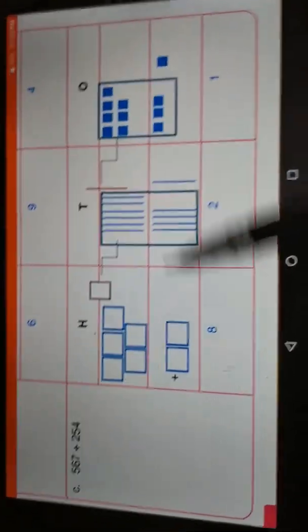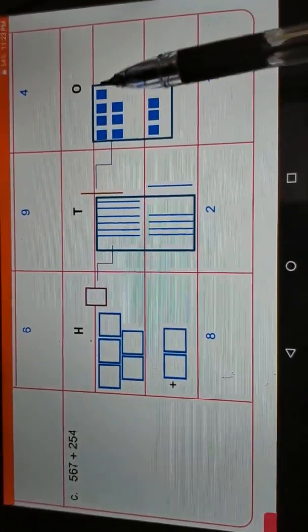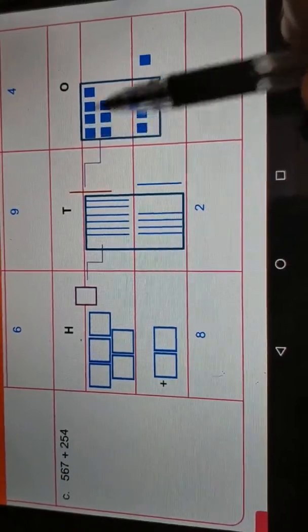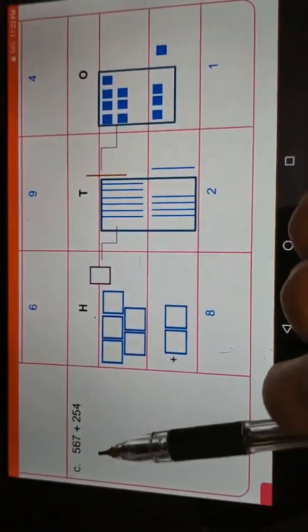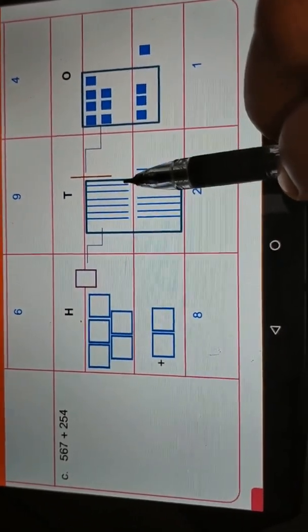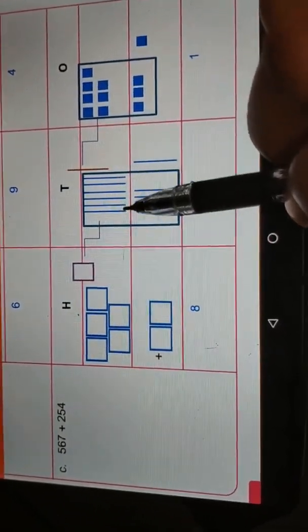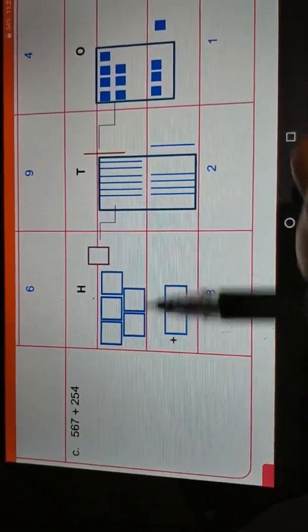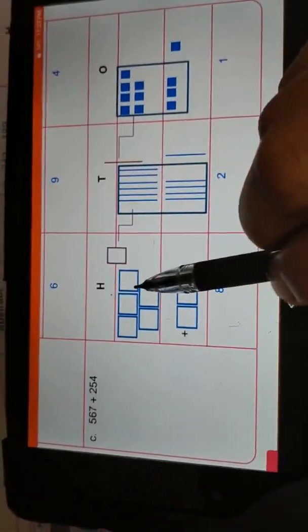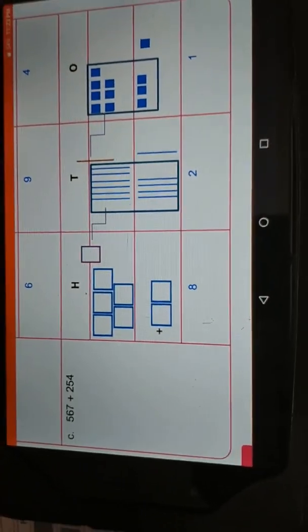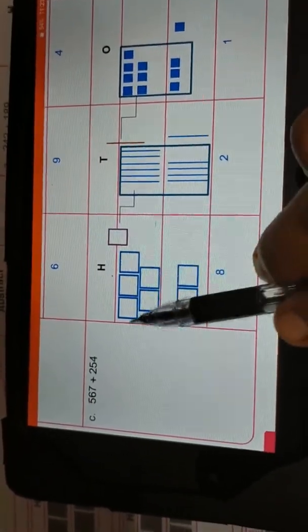After that, we have to draw the 7 boxes in the ones place: 1, 2, 3, 4, 5, 6 and 7. 6 standing lines in the tens place: 1, 2, 3, 4, 5 and 6. And 5 squares in the 100 place: 1, 2, 3, 4 and 5.